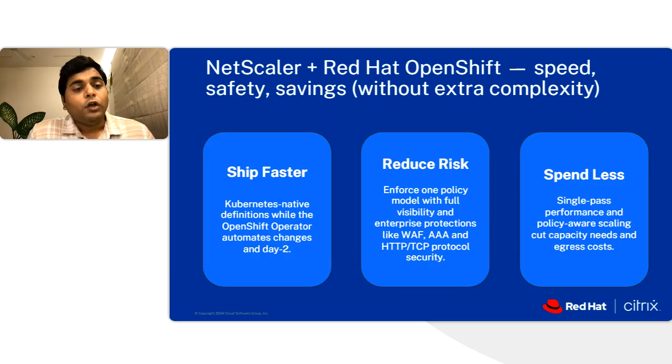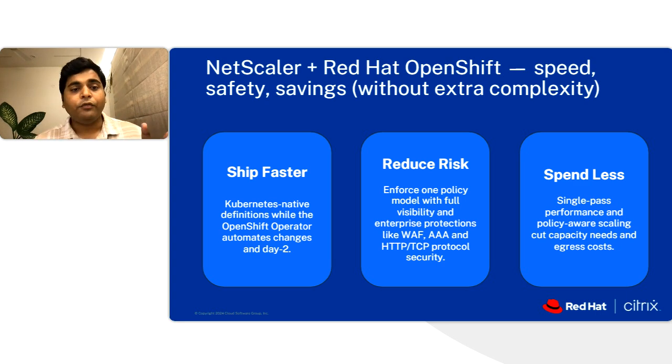So what is the solution for this problem? NetScaler and OpenShift is the solution for speed, safety, and savings without extra complexity. Let's talk about the three pillars, which will help you in shipping faster, reducing the risk, and spending less. First, ship faster.